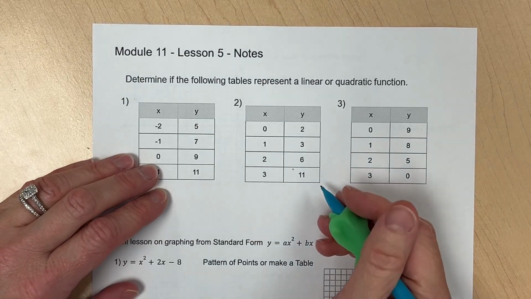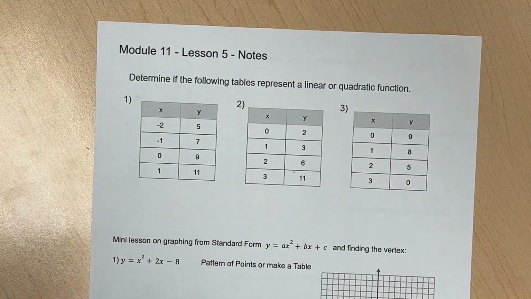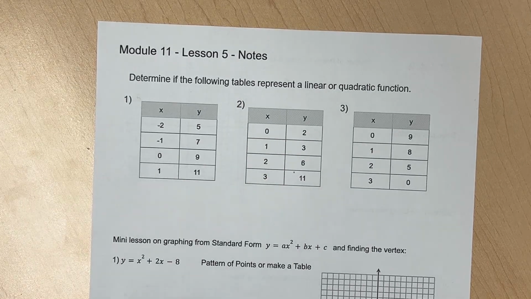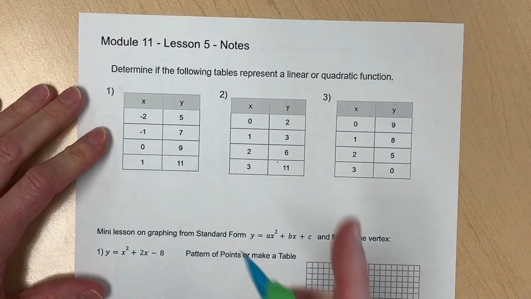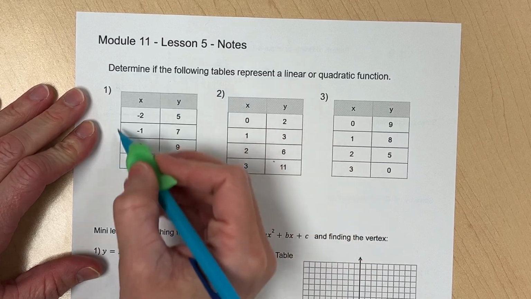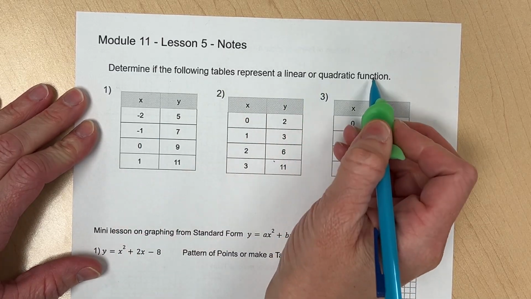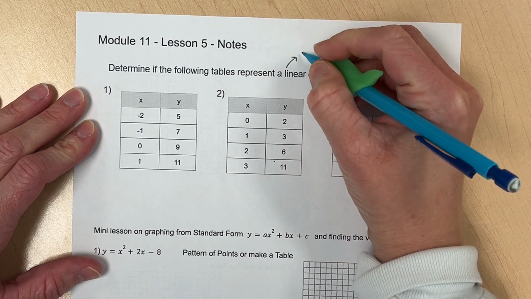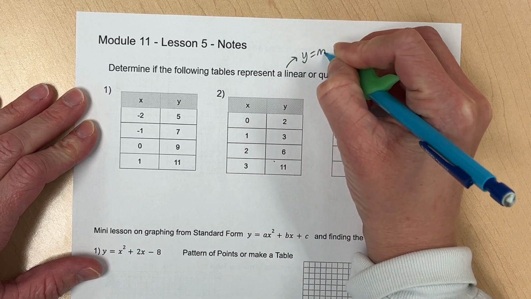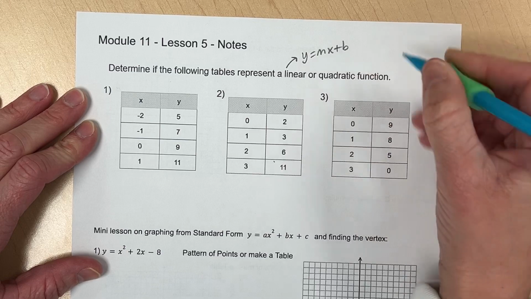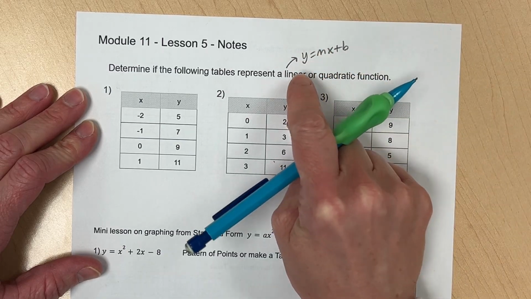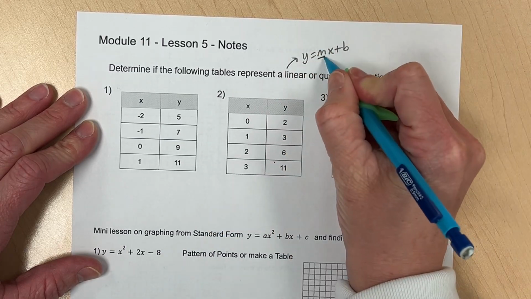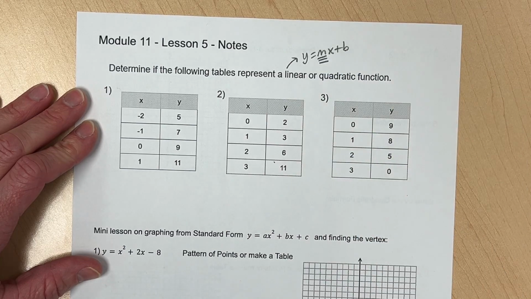Hello, in this video, we're gonna go over our quadratics unit. This is lesson 5, where I'm gonna go over how to tell if a table of values is linear or quadratic. Now with linear, our basic parent function would look like y equals mx plus b. And how you're going to tell that your table is linear is by seeing what we call our average rate of change happen every single time.